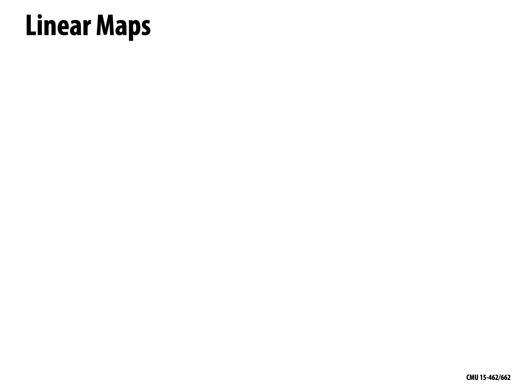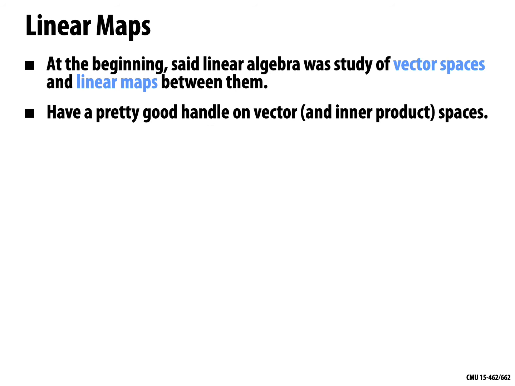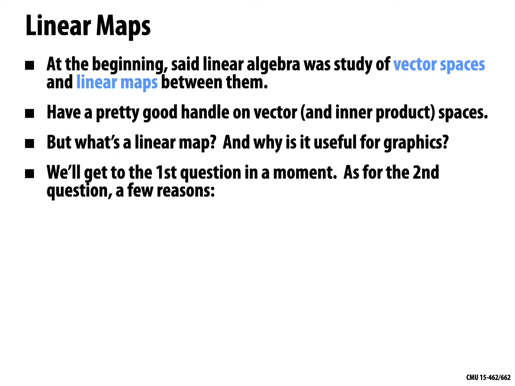Okay, so at the beginning, we said that linear algebra is really the study of vector spaces, which we've talked about, and linear maps between them. So we have a pretty good handle now on vector spaces and inner product spaces, but what's a linear map and why is this important for graphics? We'll get to the first question in a moment, but as for the second question, there's a few good reasons why linear maps and linear equations are super, super important for algorithms.